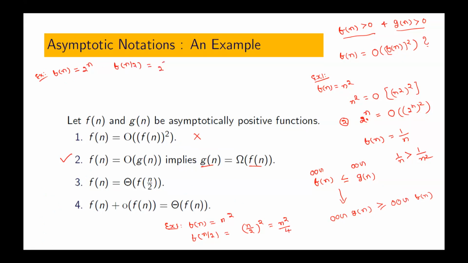2 power n by 2 means 2 power n by 2, which is square root of 2 power n. It is 1.4 something power n. In this case, do both have the same order of growth? No, they are different. That means, is this third statement true or false?